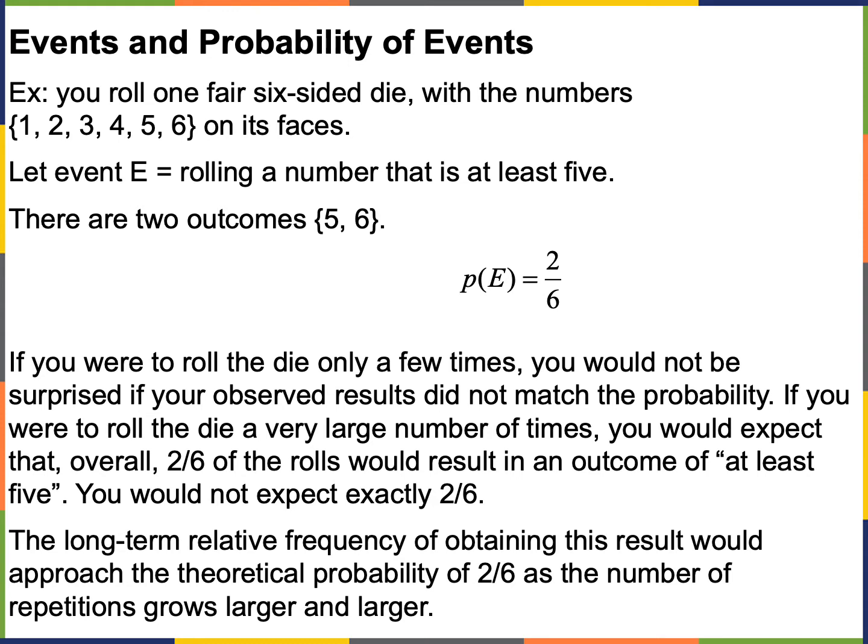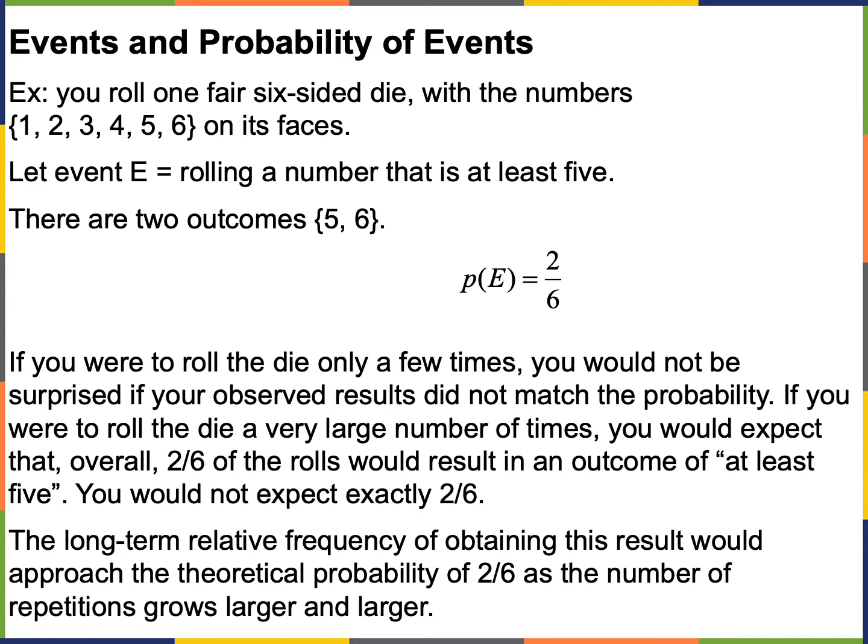Let's say, for instance, you roll a fair 6-sided die, with the numbers 1 through 6 on its faces. Let's suppose that the event E is rolling a number that is at least 5. The only possible numbers are 1, 2, 3, 4, 5, 6. If you roll a number that's at least 5, it has to be 5 or 6. There are no other possibilities. There's no 7, no 2.8, no 6.8 on a die. It's just 1 through 6. So the probability of E happening is 2 outcomes out of a total of 6 outcomes.